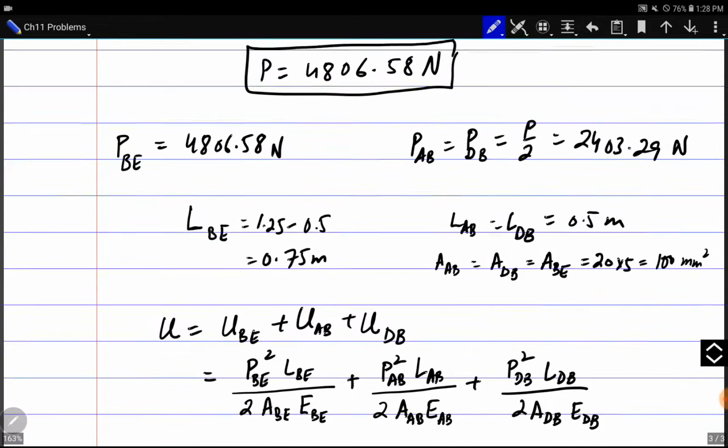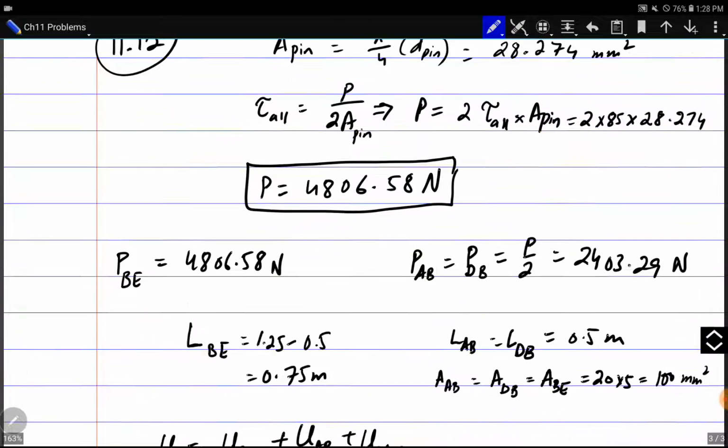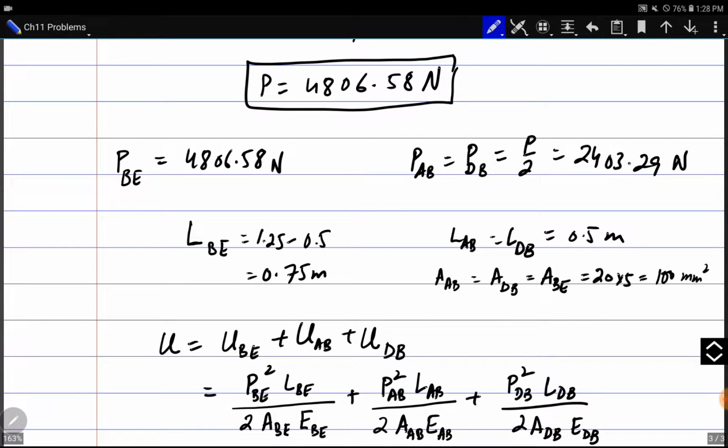What we have done, we have calculated separate strain energies for part B, for plate BE, plate AB and plate TB. You just need to calculate correct lengths, because you have to calculate length from the pin to the load application point.